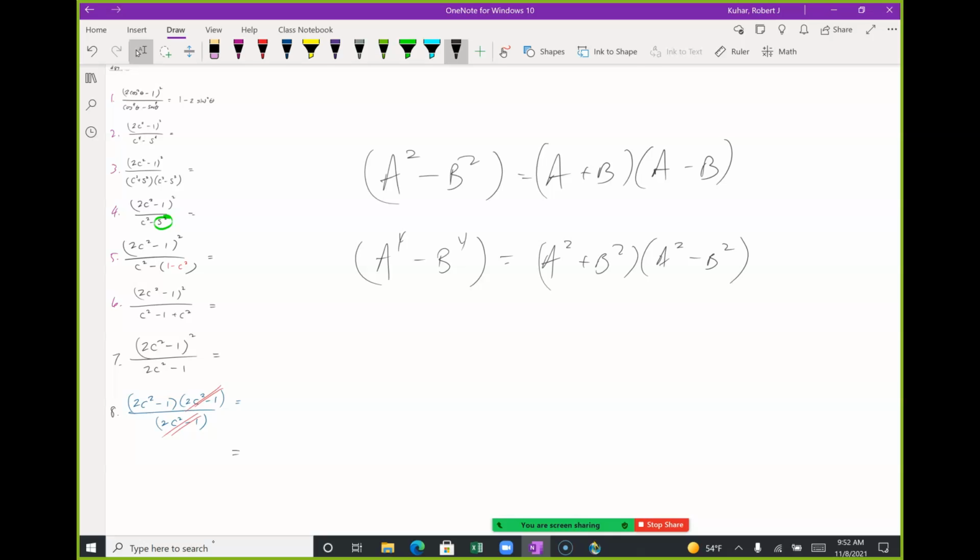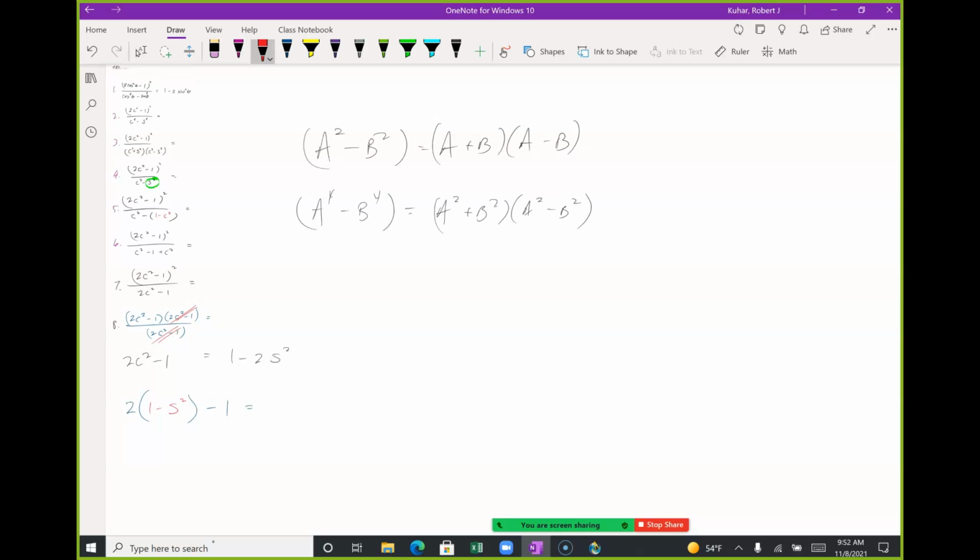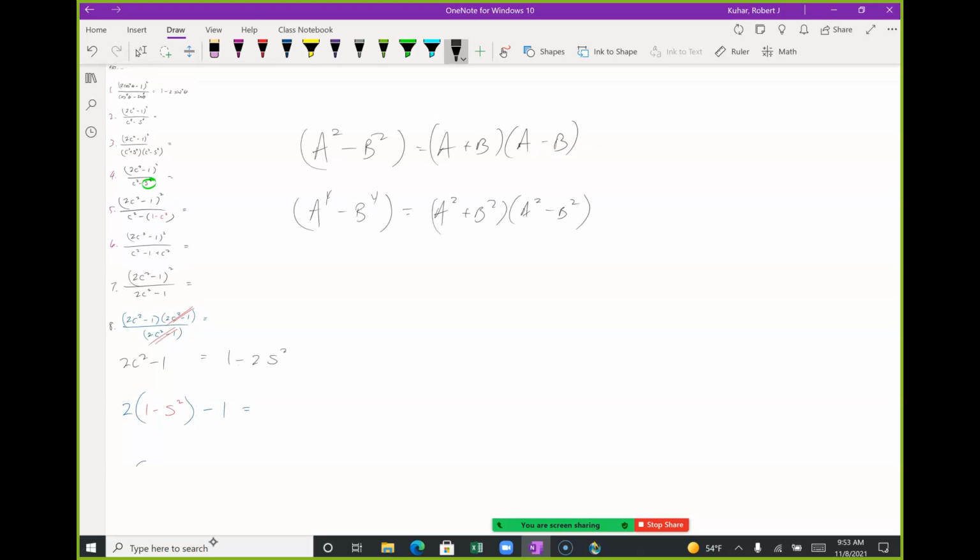So look at what I have. I'm so close. I have 2c squared minus 1 equals 1 minus 2s squared, right? But remember, I'm still working on the left-hand side here. Do you have an idea what to do? Anybody? We could turn the c squared into 1 minus s squared. Nice. So I've got a 1 minus sine squared now, and you can really see it's done at this point. So I got 2 minus 2 sine squared minus 1. So I get 1 minus 2 sine squared, check.